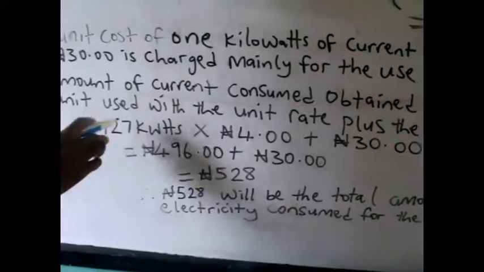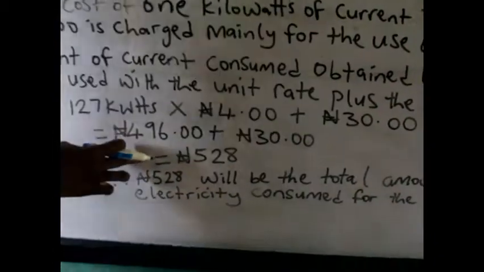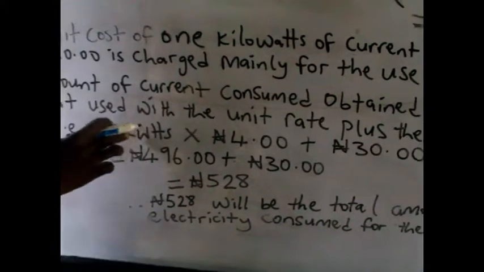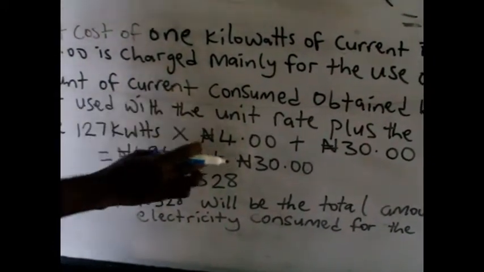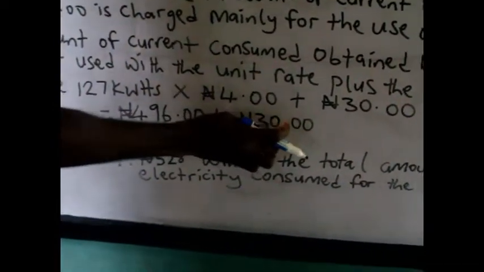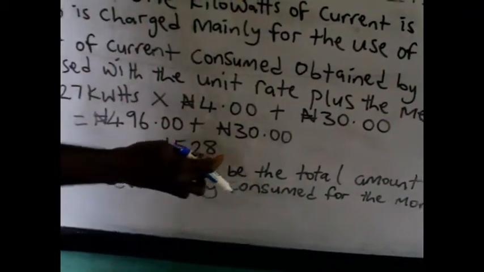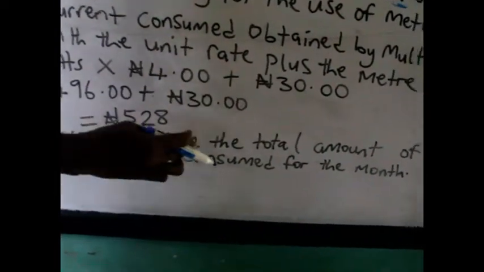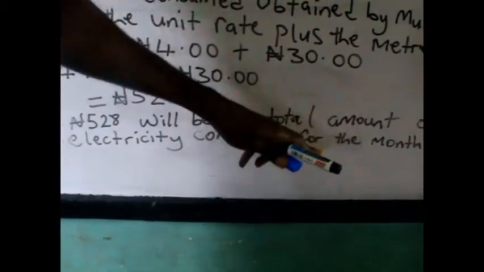Now when you multiply this by 4, that is 127 times 4, it will give you 496 naira. Then you add the charges you pay for your meter every month, which is 30 naira. And the total amount will now be 528 naira. Therefore, 528 naira will be the total amount of electricity consumed for that month.